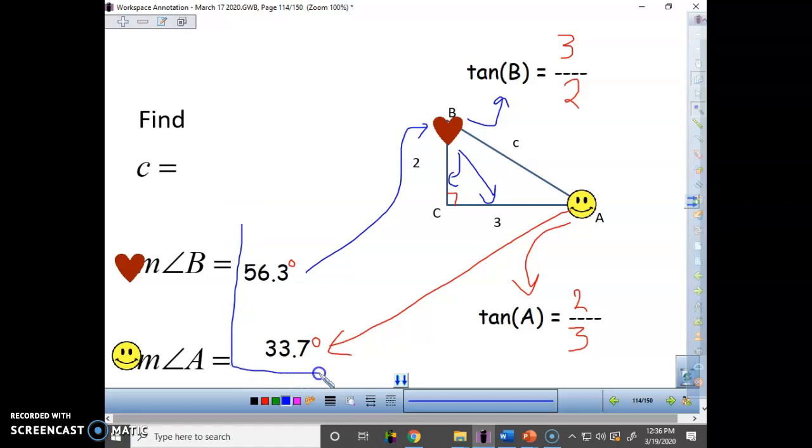But here's how you really know you did it right. What do these two add up to be? If they add up to be 90, you know you did something right. Yeah, that's a good thing. Works out to be 90.